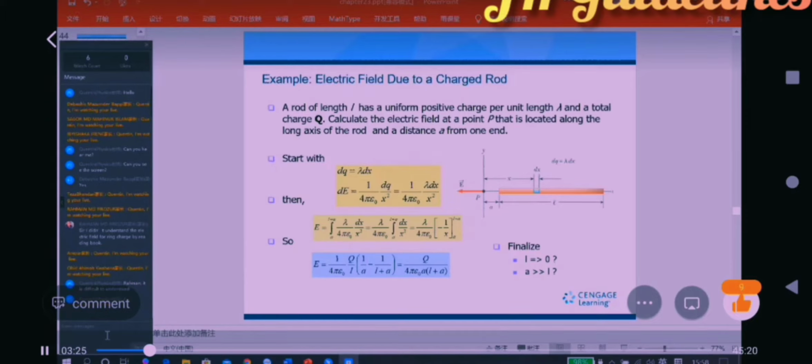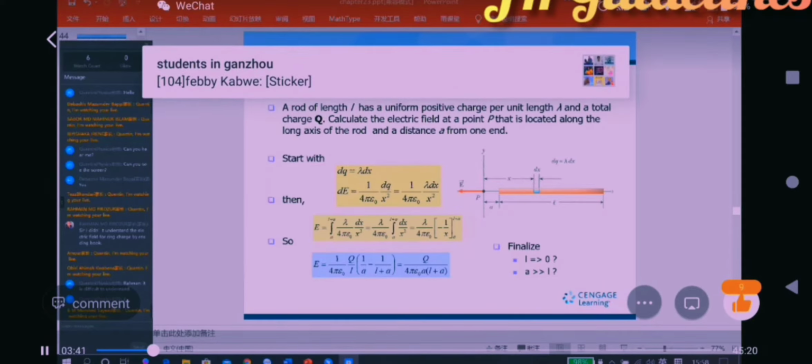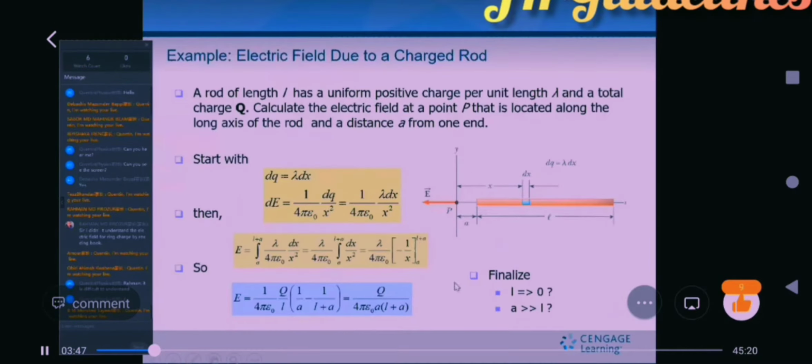Okay. Now let me give you a simple question. Charged ring. Let's start with the electric field due to a charged rod. Okay? Let's do something like that.